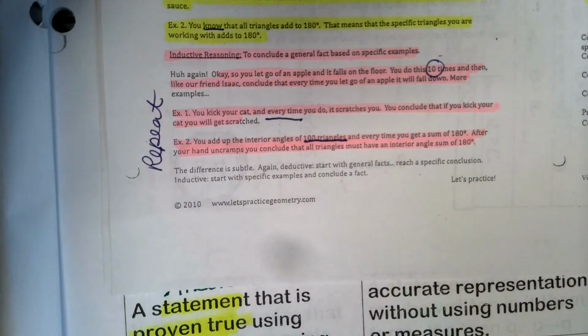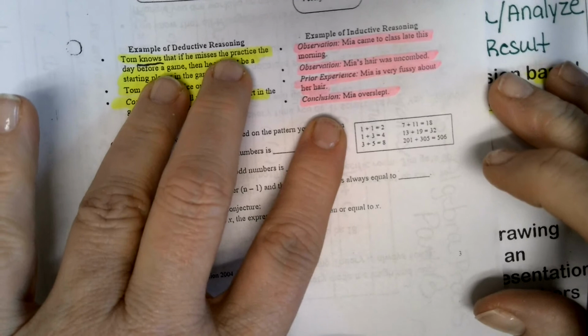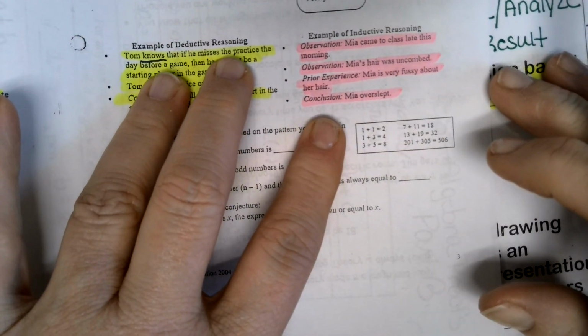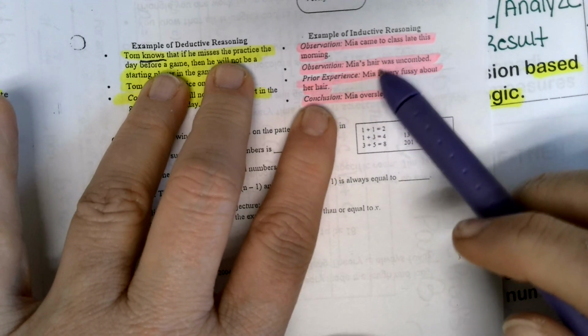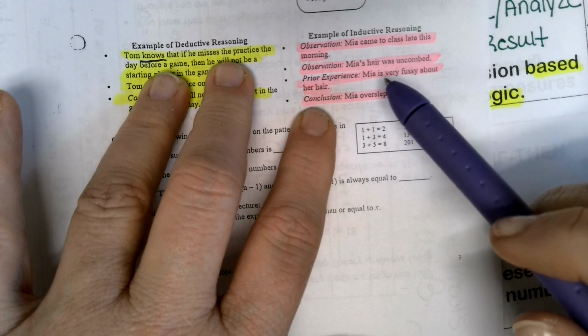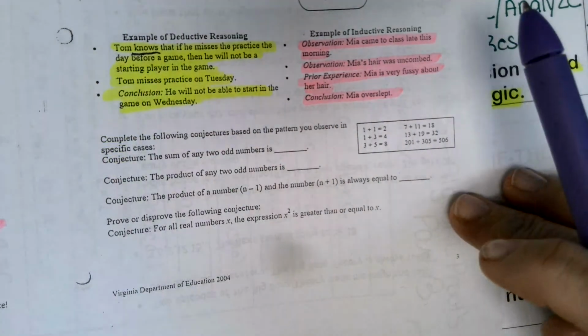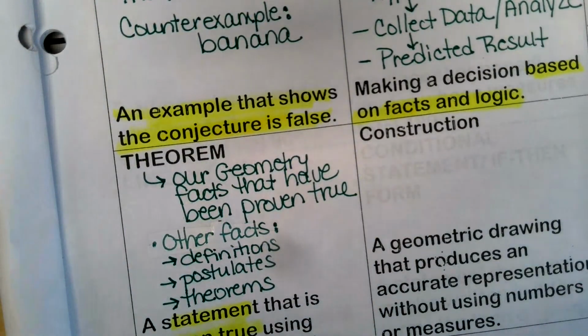Okay, and then look at the pink examples over here. Just one more example. Mia came to class late this morning. Her hair was uncombed, and she's very fussy about her hair. So in other words, she always comes to class with neat hair. So then they make a conclusion that Mia overslept. That's just another example. So let's flip over.